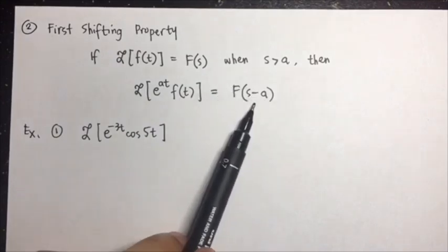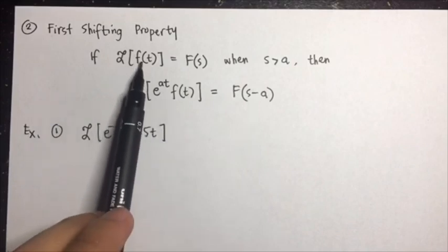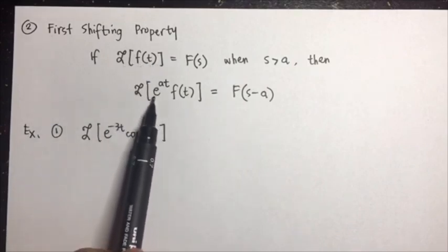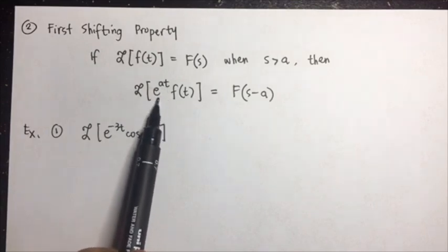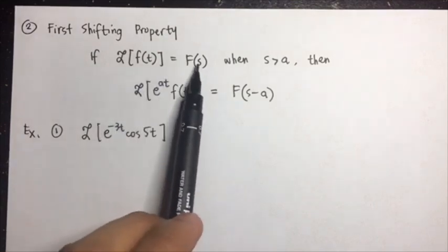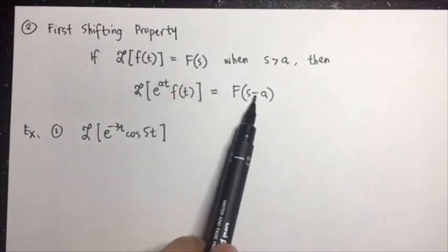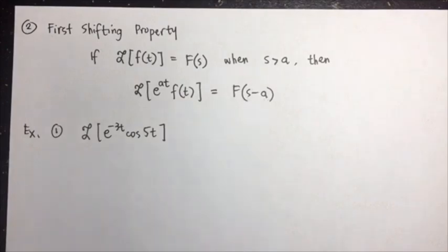So this means that if our f of t has a multiplier of e raised to at, then all the s of the Laplace transform of f of t will be replaced by s minus a. Okay, and then from there, we will just simplify.